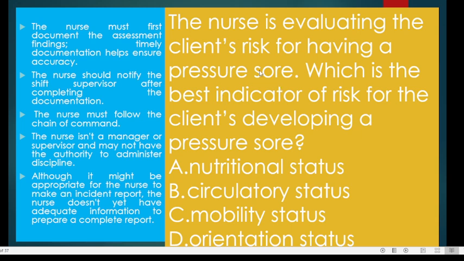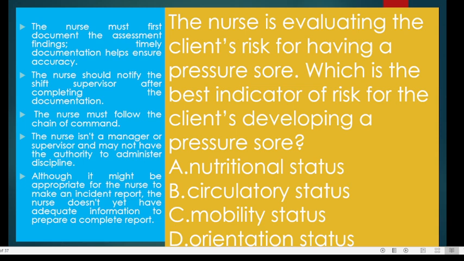Next, the nurse is evaluating the client's risk for developing pressure ulcers. Which is the best indicator of the risk for the client developing a pressure ulcer? Nutritional status, circulatory status, mobility status, orientation status.